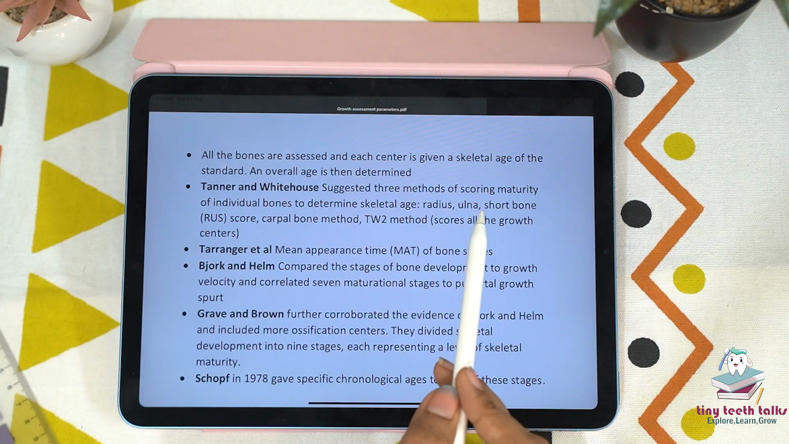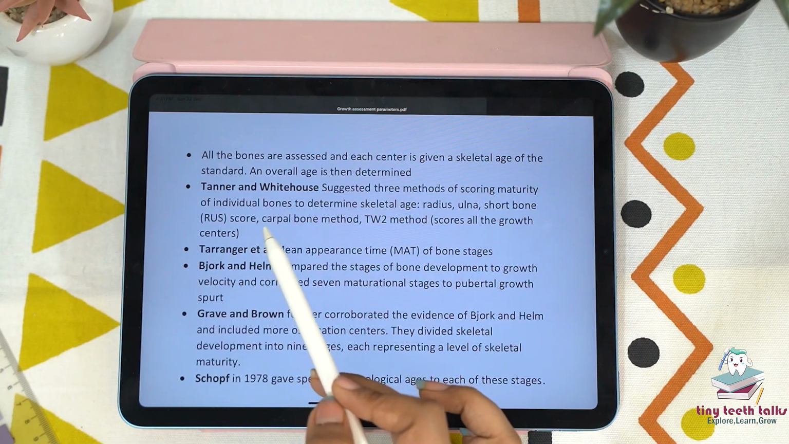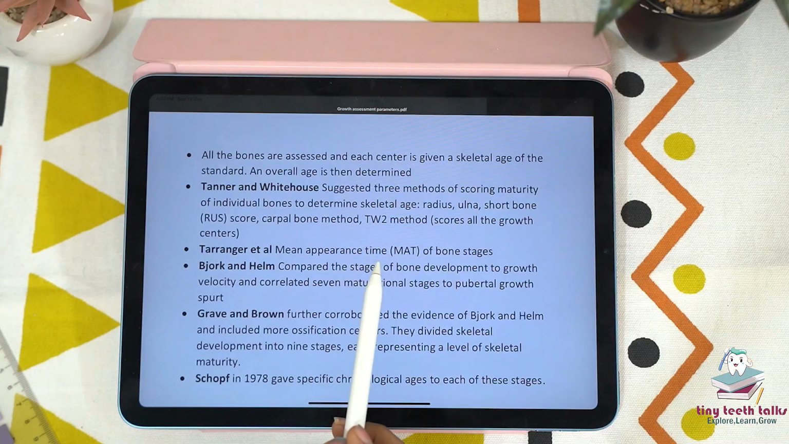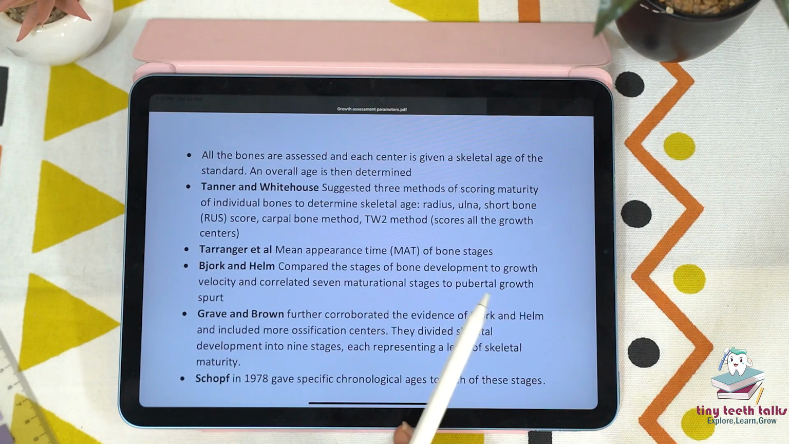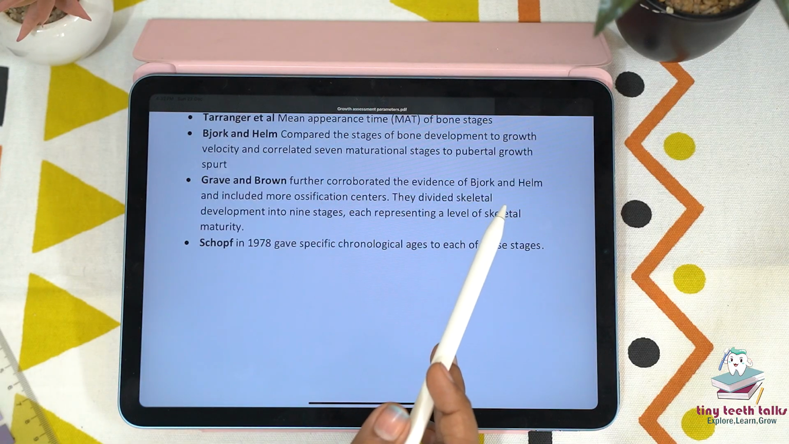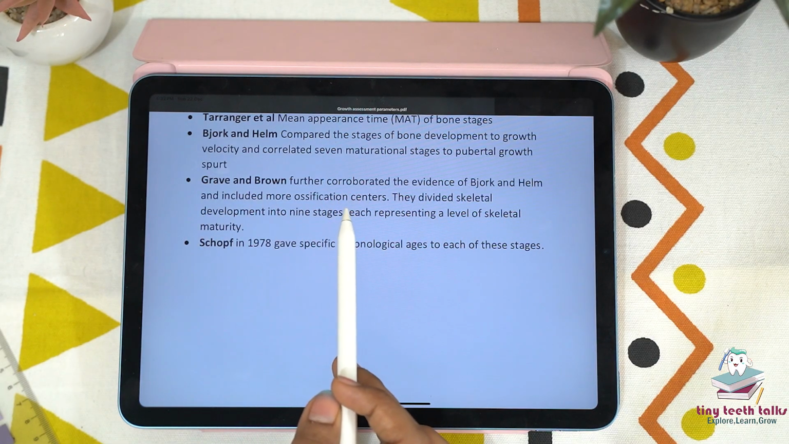First is radius ulna short bone score, Russ score, carpal bone method and TW2 method. Terringer et al. gave mean appearance time of bone stages. Jork and Helm compared the stages of the bone development to growth velocity and correlated 7 maturational stages to the pubertal growth spurts. Grave and Brown further corroborated the evidence of Jork and Helm and included more ossification centers.